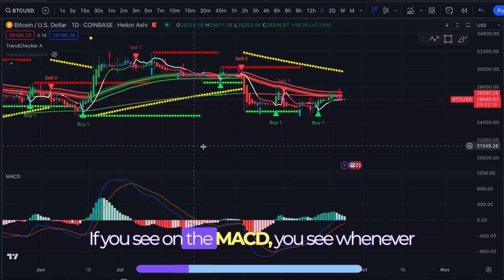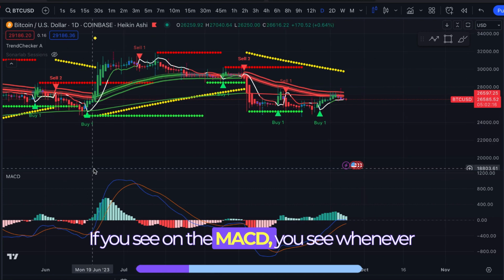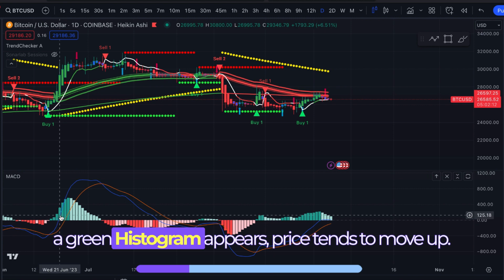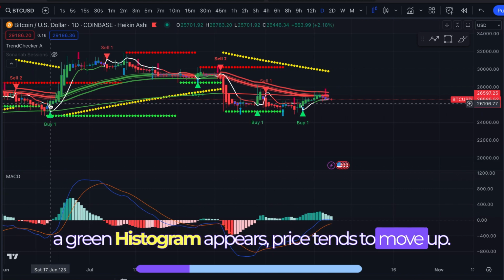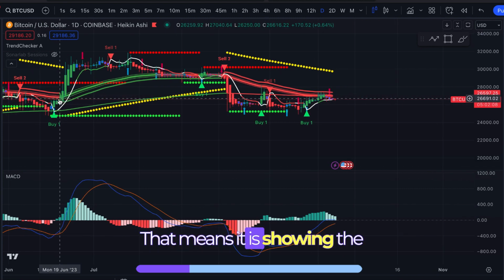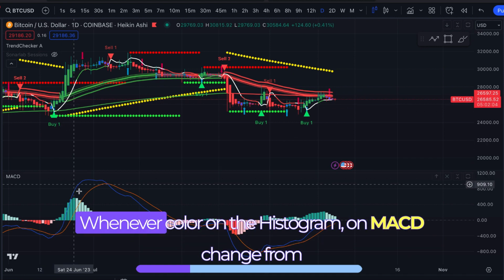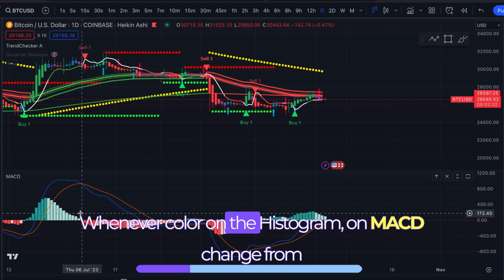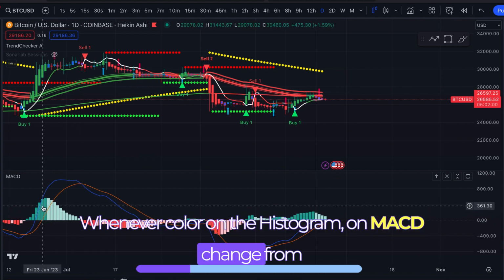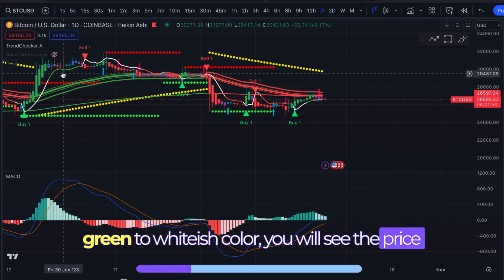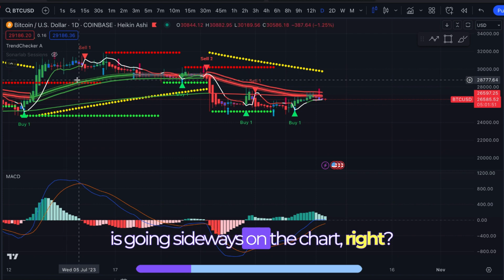On the MACD, whenever a green histogram appears, price tends to move up. That means it is showing strength for the upward move. Whenever the histogram color on the MACD changes from green to a whitish color, you will see the price going sideways on the chart.